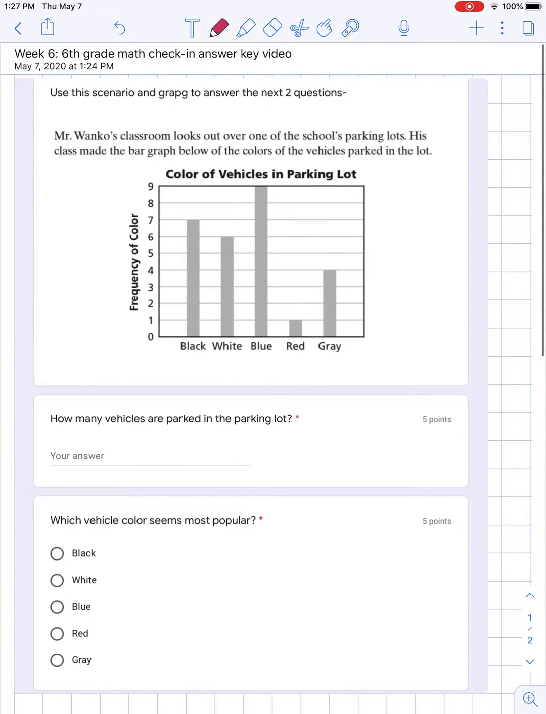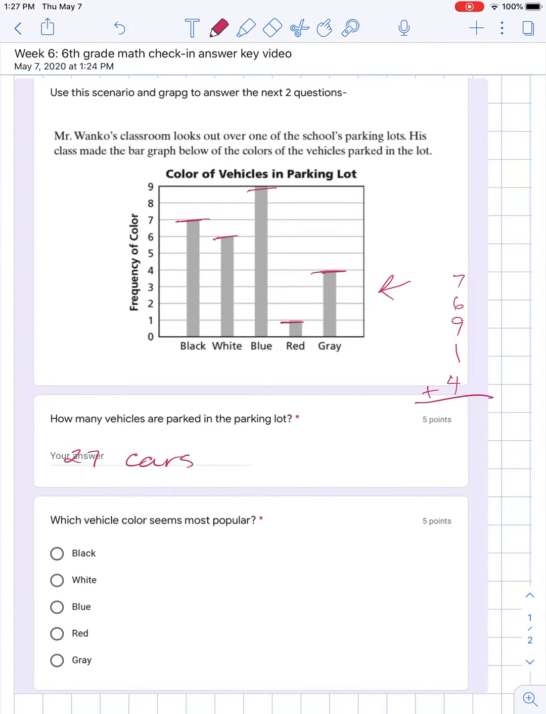All right, let's talk about last week's check-in. So the first question here is taking a look at this graph. How many vehicles are parked in the parking lot? Well, I noticed that there are 7 black cars, and there are 6 white cars, and 9 blue cars, 1 red car, and 4 gray cars. And if I were to add those all up, I get 27 cars or vehicles, right?